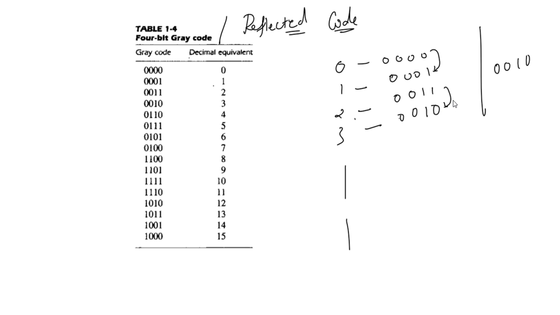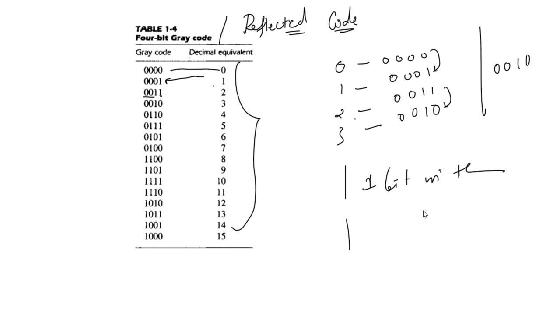Here, for 0, 0 is there. For 1, only one bit is changed. For 2, it still remains the same. These are the same, only this central bit is changed, like that. For all these decimal equivalents, we have the gray code, in which only one bit is changed in the next number as compared to the previous. That is the concept of gray code. I hope this is clear to you.